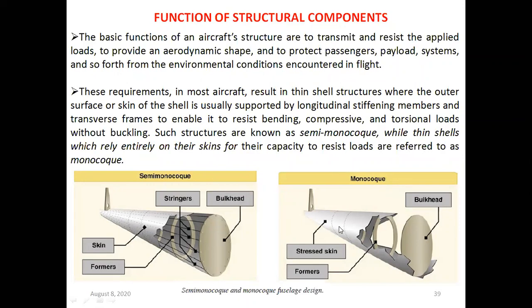You can see in the figure a typical fuselage, right hand side monocoque, where the skin has to resist all the loads. You can see the skin and you can see the bulkheads in between. Left hand side, semi-monocoque structure, where the skin is stiffened by means of the longitudinal stiffening members that are running along the length of the fuselage, and also the stringers and the bulkheads are there. So this is known as a semi-monocoque. Monocoque is the older type, and nowadays they go for the semi-monocoque type.